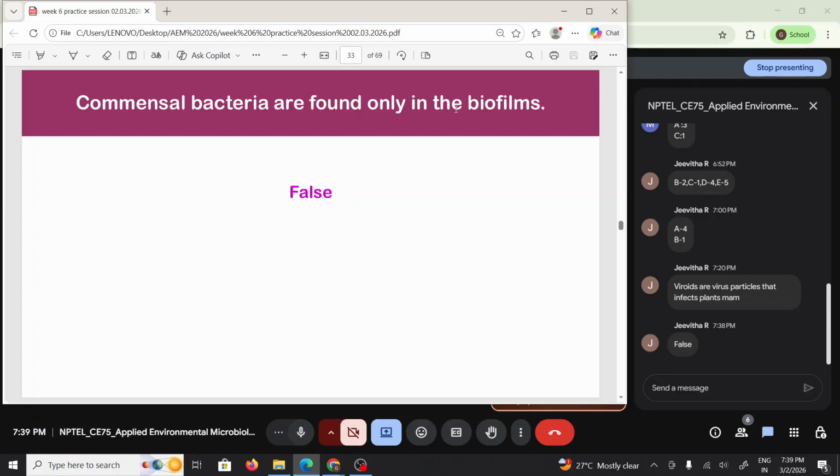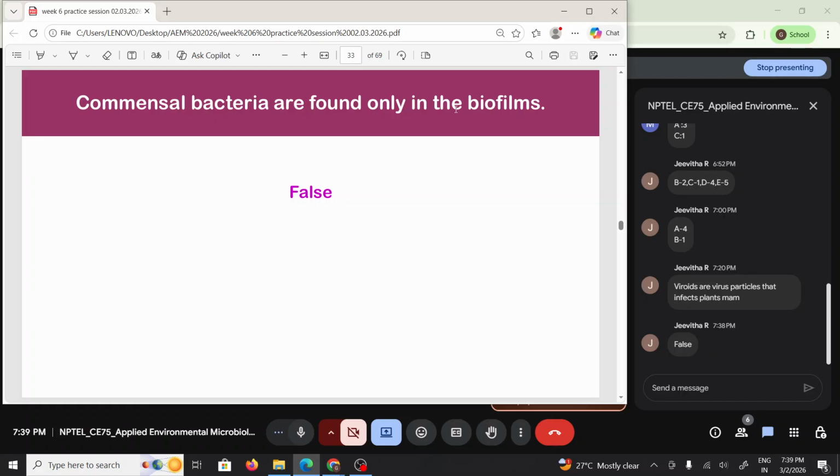Rightly mentioned that it is false. So commensal bacteria are not only present in biofilm, they can be free floating organisms as well. And commensal bacteria, like to very commonly name, are present on the skin, the GI tract, all of it in the human. So they are not restricted to biofilm.